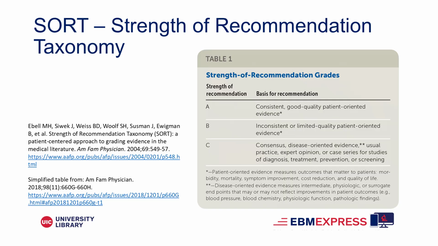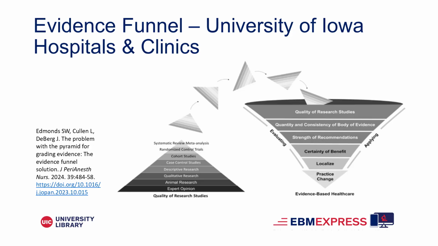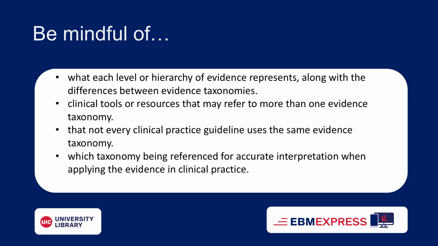A more recent taxonomy, the evidence funnel, developed by the University of Iowa Hospitals and Clinics, focuses on the evaluation and application of evidence, moving from the quality of research studies, the strength of the recommendations, and the certainty of benefit to the resulting change in practice based on the evidence. Regardless of how the relationship between the research studies is described, it is important to be mindful of what each taxonomy represents and how the evidence is being characterized.